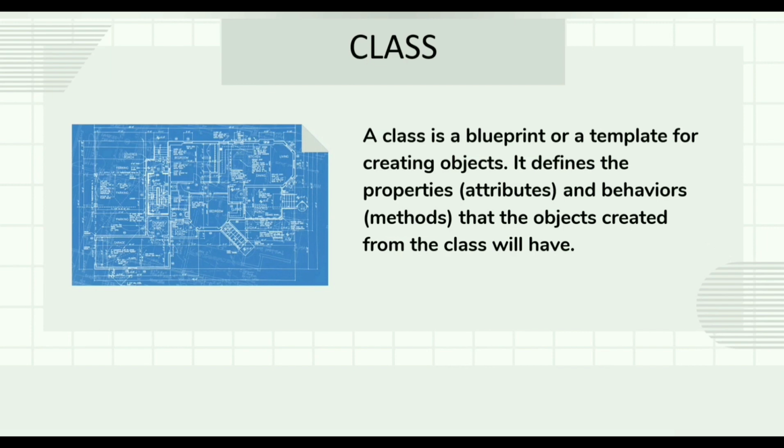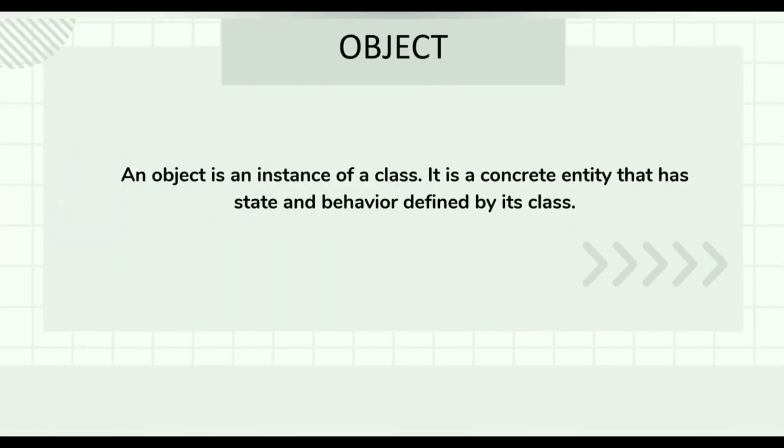Think of a class as a blueprint for a house. It outlines what the house should look like, what features it will have, but it's not an actual house by itself. And an object is an instance of a class. It is a concrete entity that has states and behavior defined by its class. Using the house analogy, the object would be an actual house built from the blueprint. It has specific values for its attributes like color, size, and number of rooms.